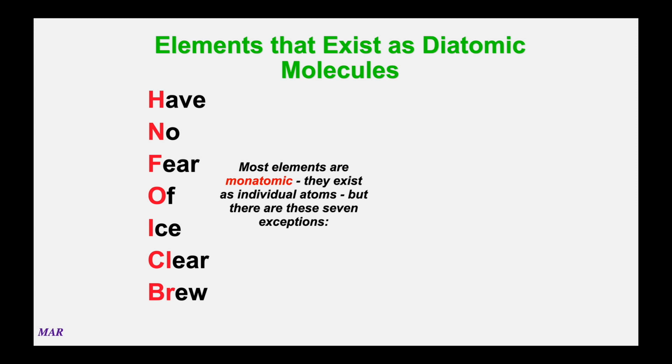But anyway, have no fear of ice clear brew is important because these seven elements that I've highlighted there in red exist as diatomic. Now, almost all the other atoms on the periodic table you can think of as monatomic individuals, but not these seven.